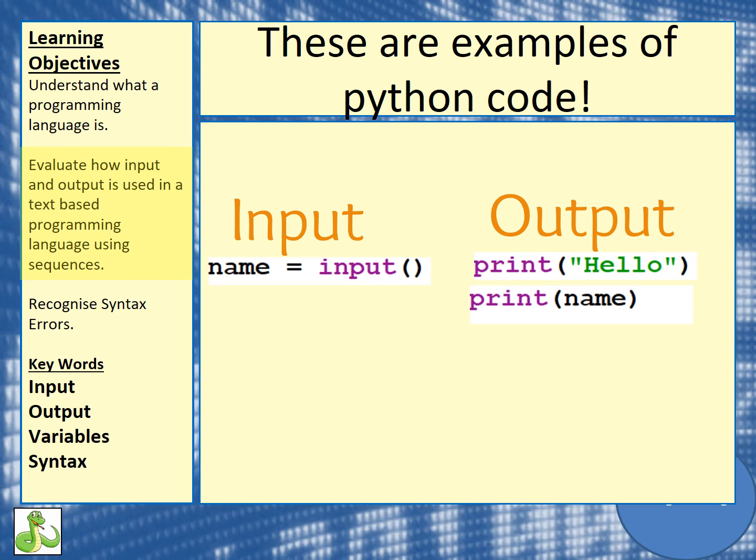And the word printer has been derived from an output. So our outputs from code include the prints. Have a look at those two lines of code. Can you guess what they do? Our input is quite a simple one. When we want somebody to type something into the computer, we use input.